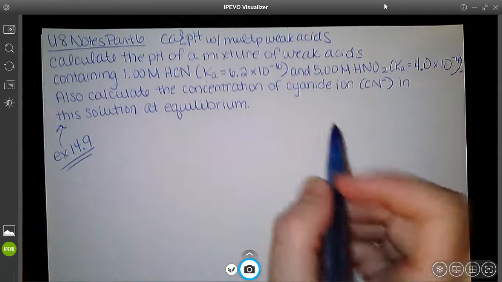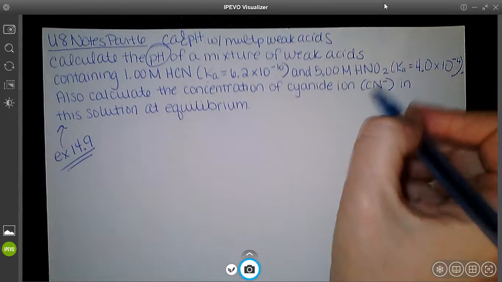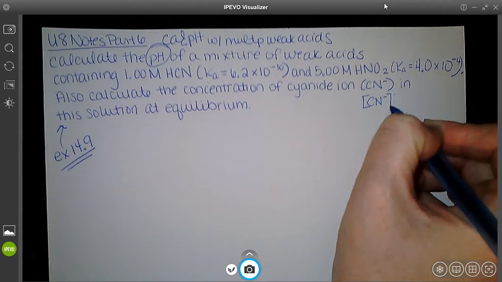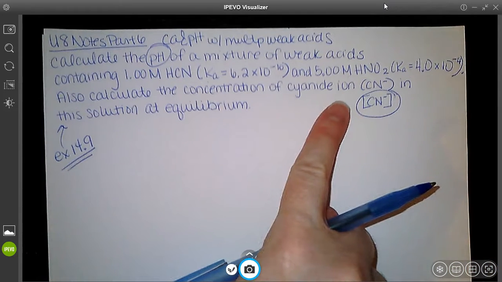Okay, so that's one question. So calculate the pH. That's the first thing we need. Also, calculate the concentration. So the next thing we need to know is the concentration of CN minus. But we'll do that after. So first we're going to focus on the first part and the second part.